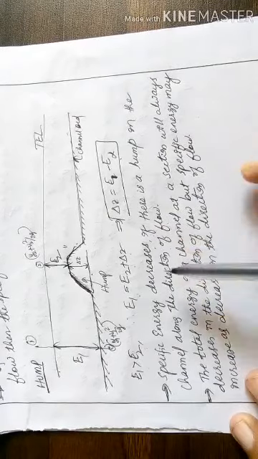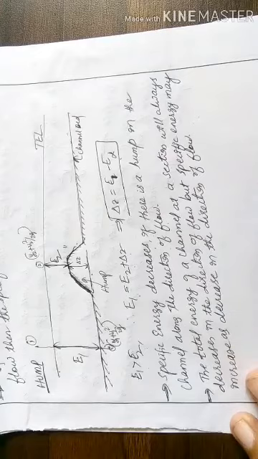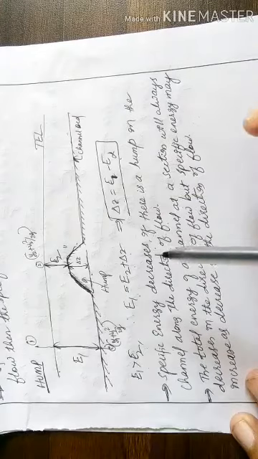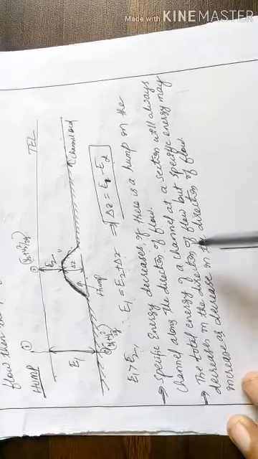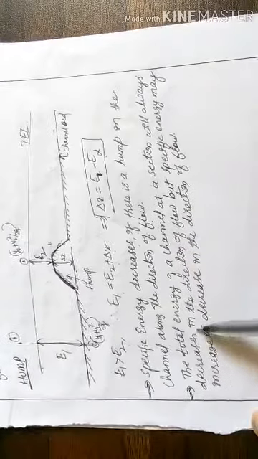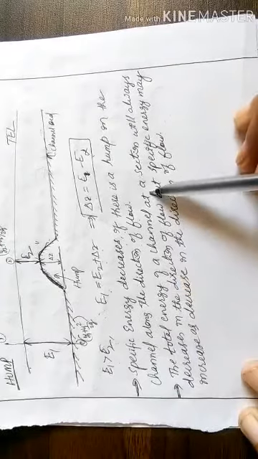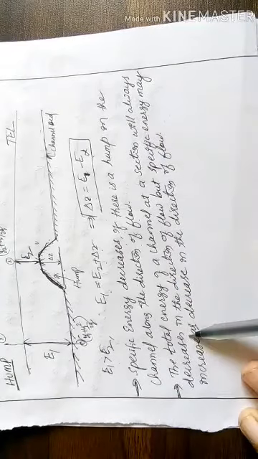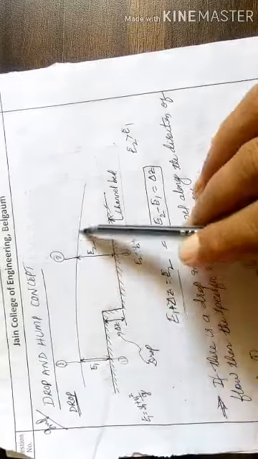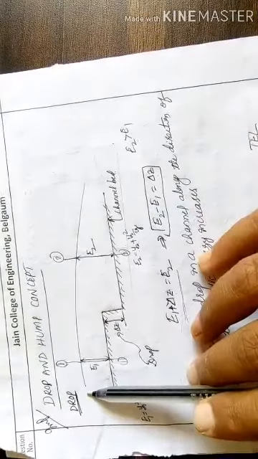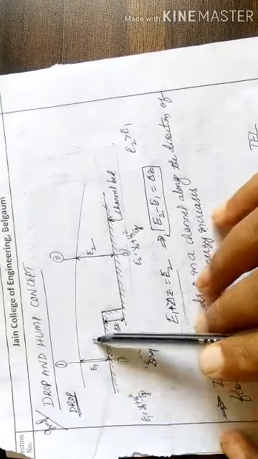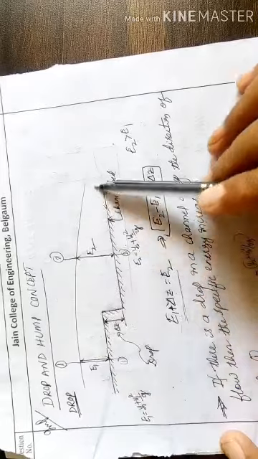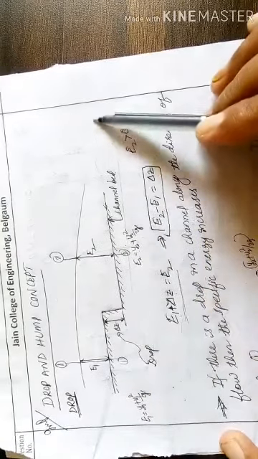So this is our conclusion. If there is a drop, the specific energy increases along the direction of flow. If there is a hump, the specific energy decreases along the direction of flow. Then the total energy of a channel at a section will always decrease. So as I said, the total energy, if you are taking it, always decreases because it depends upon the losses. If the losses keep on occurring along the direction of flow, the energy decreases.